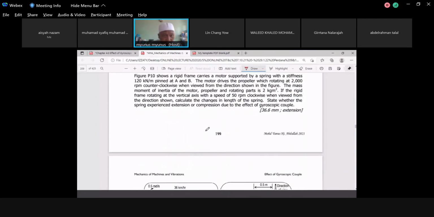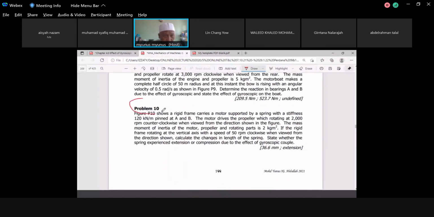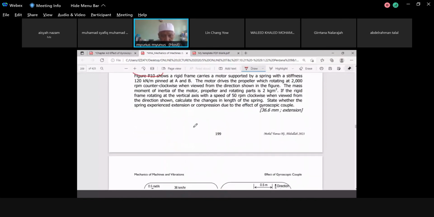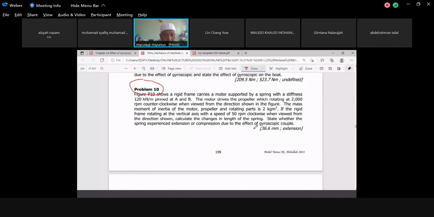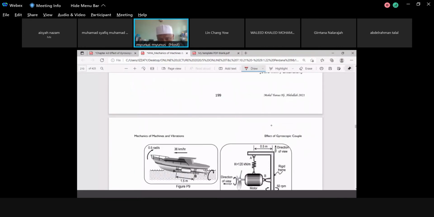For example, problem number 10 on page 189. This one, number 10. I will try to solve this one. What you have is a rigid body carrying a motor supported by a spring with a stiffness of 120 kN/m, and a pin at A and B. So you have a pin at A and B here, correct?